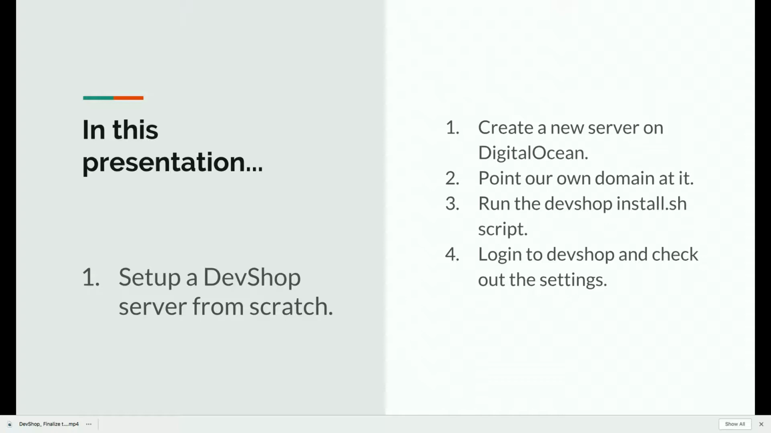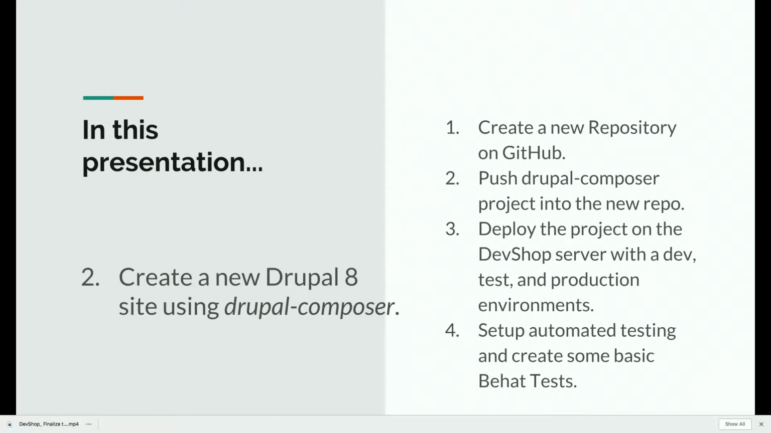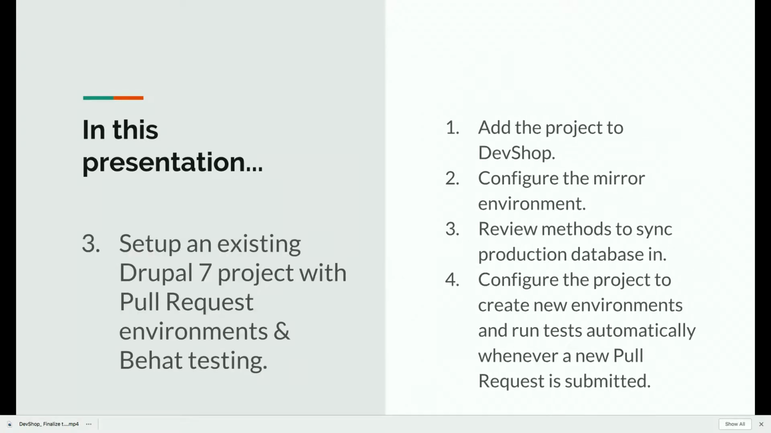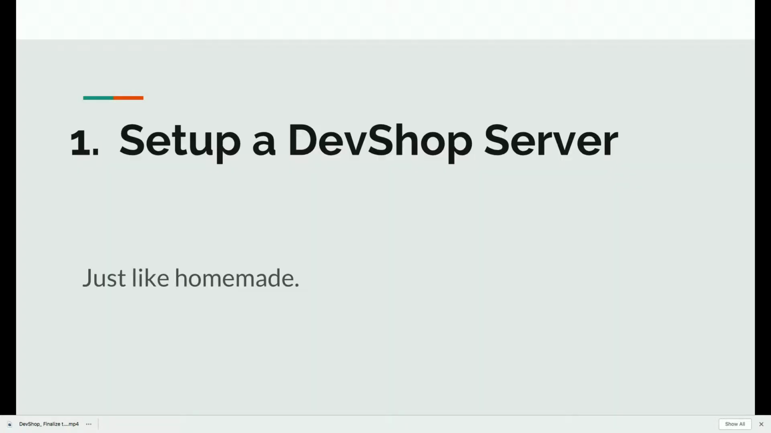So in this presentation, which we're going to have to go through quick because the videos are long, but I can jump through it, we're going to set up a DevShop server from scratch on a DigitalOcean droplet because they're the fastest I've found. Point our own domain at it, run the install script, log in and check out the settings. We're going to create a new Drupal 8 project real quick with the Composer project and then deploy it to that DevShop. And then we're going to set up an existing project I have running on Drupal 7 that has a lot of tests, so it's a good example for getting that on the server and running Behat tests on it. So, yeah, first section.